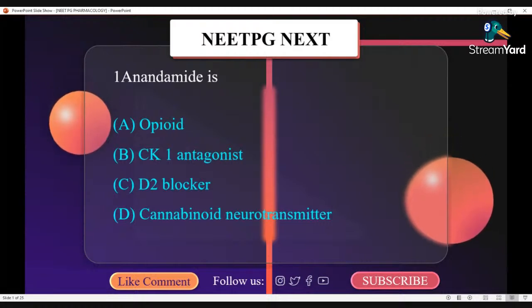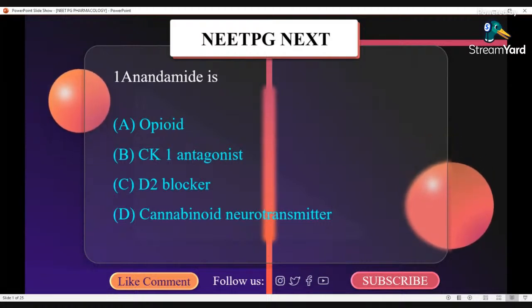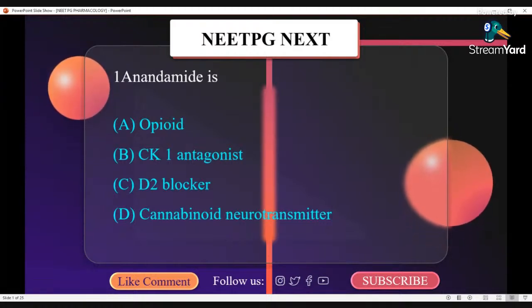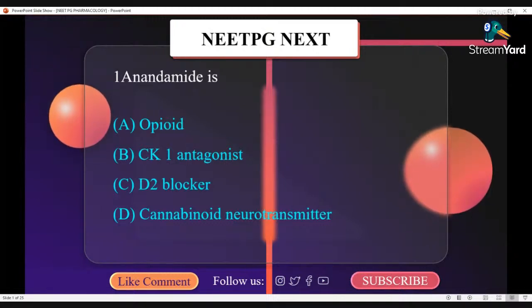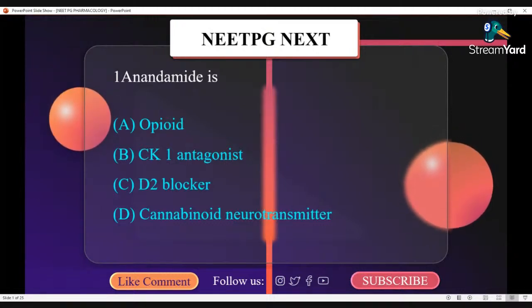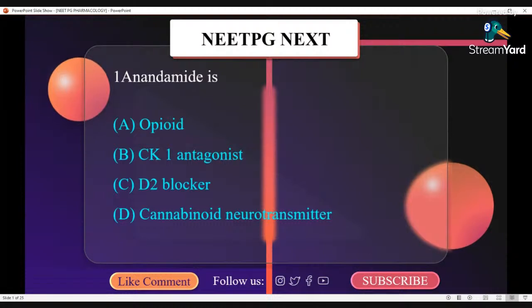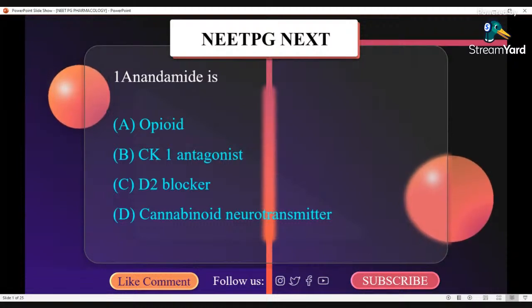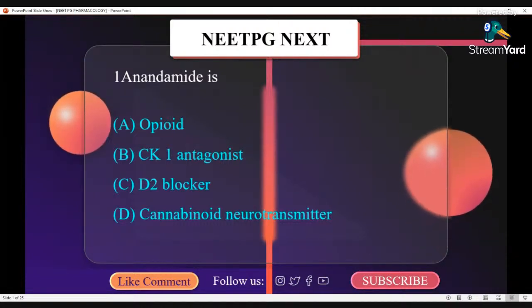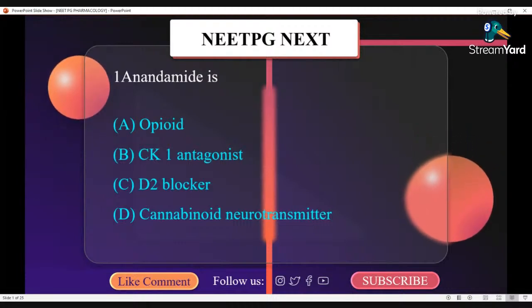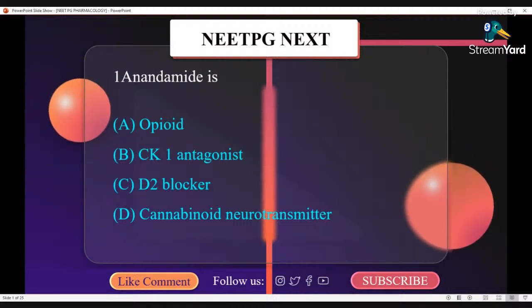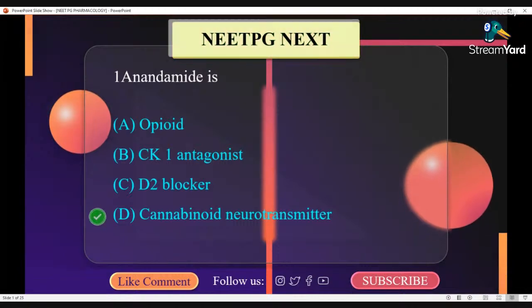It is degraded primarily by the fatty acid amide hydrolase, that is FAAH enzyme, which converts anandamide to ethanolamine and arachidonic acid. As such, inhibitors of FAAH lead to elevated anandamide levels and are being pursued for therapeutic use. So, anandamide is a cannabinoid neurotransmitter. So, the correct option here is D.